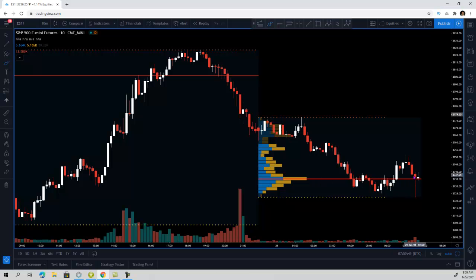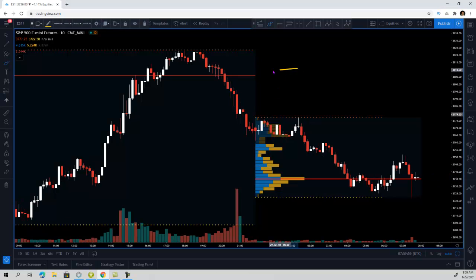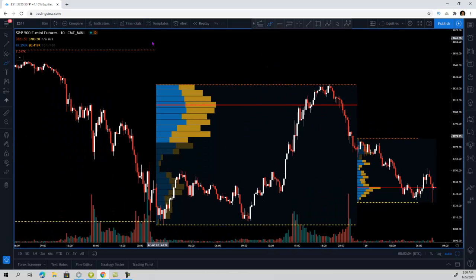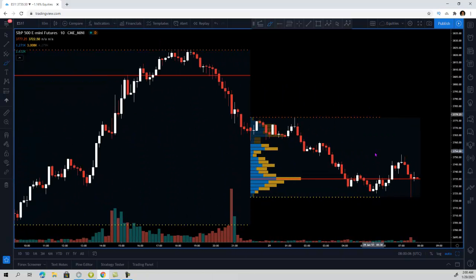That level, that red line, which is the high of the histogram right here, is called the point of control. The point of control is the level that has traded the most volume in this session, and that traded the most volume in the last session and in the session before, etc. And if you notice, the point of control is acting as support.